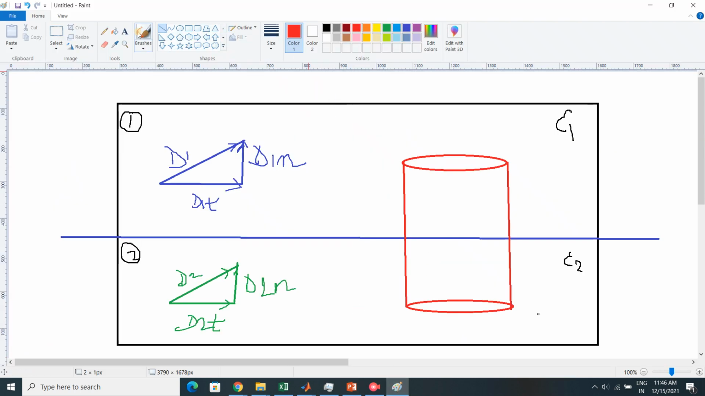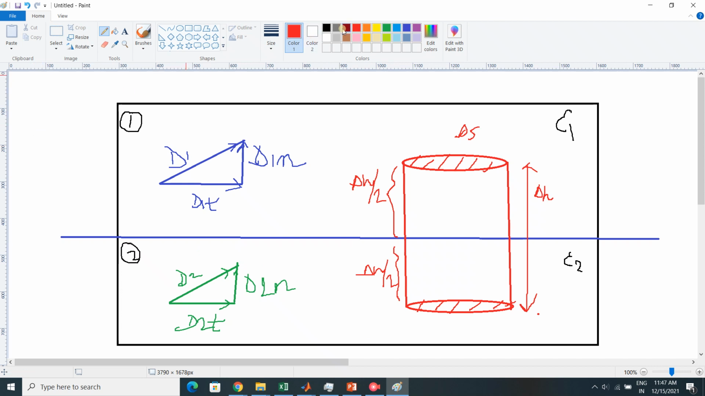Here it is delta S and delta H. This cylinder has a surface area, delta S. The top and bottom surface areas are the same, and the height is delta H, similar to the rectangle. This is the upper half, delta H by 2, and this is the other half, also delta H by 2.